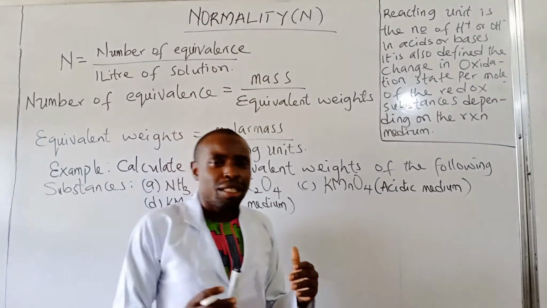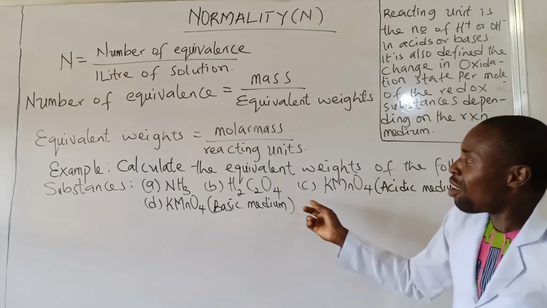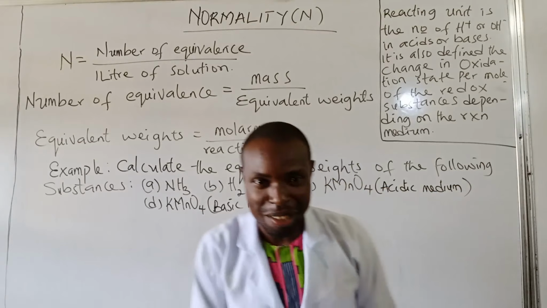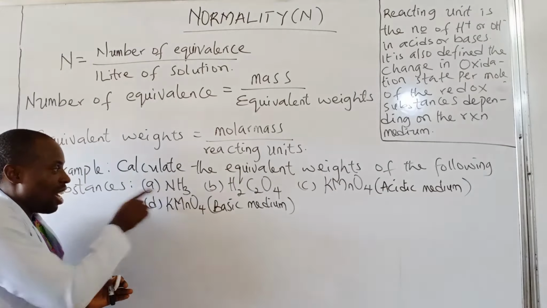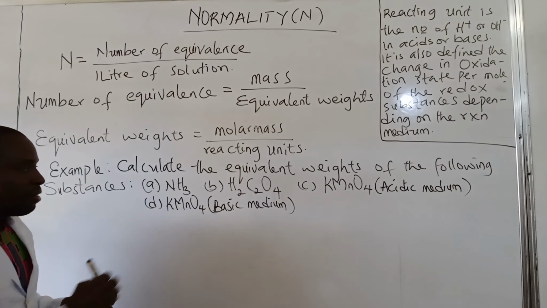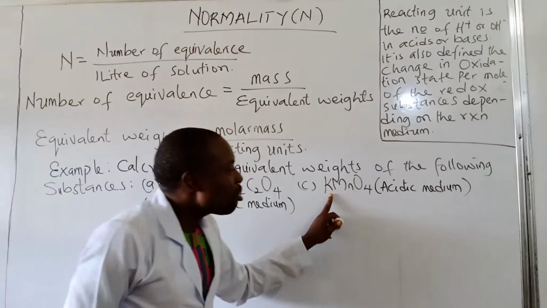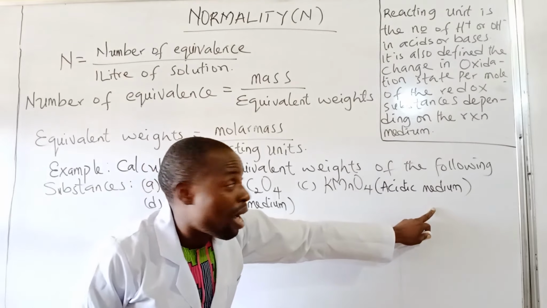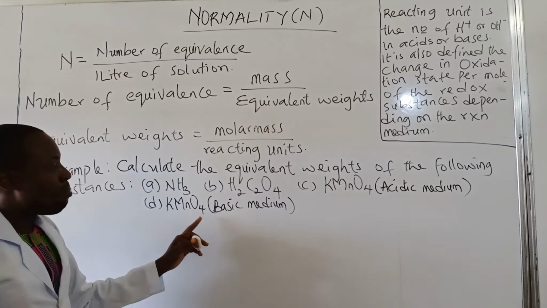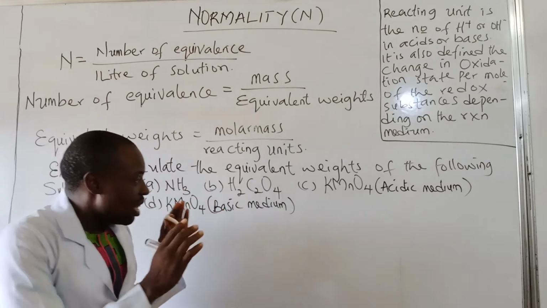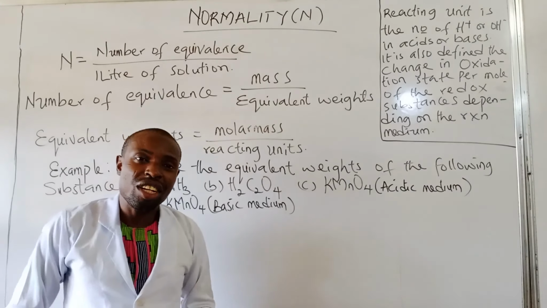Now, in this video, I will be taking some questions and solving them. The first question says, calculate the equivalent weights of the following substances. A, we're given ammonia. B, oxalic acid. C, potassium permanganate in acidic medium, as we said earlier under reacting units. Then D, potassium permanganate in a basic medium. Now let us see how we can address it.